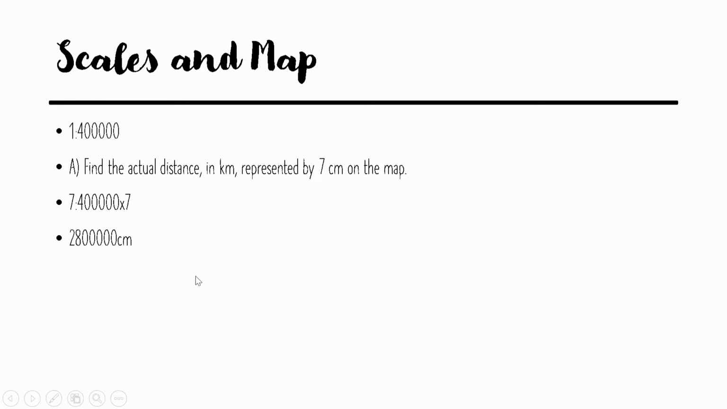That gives me 2.8 million centimeters as the actual distance of any pathway, any line, anything on the map that is shown as 7 centimeters. Then I can convert that 2.8 million centimeters to kilometers. Why? Because my question asked me to do so. We all know we'll convert the centimeters to meters, then the meters to kilometers to get 28 kilometers.